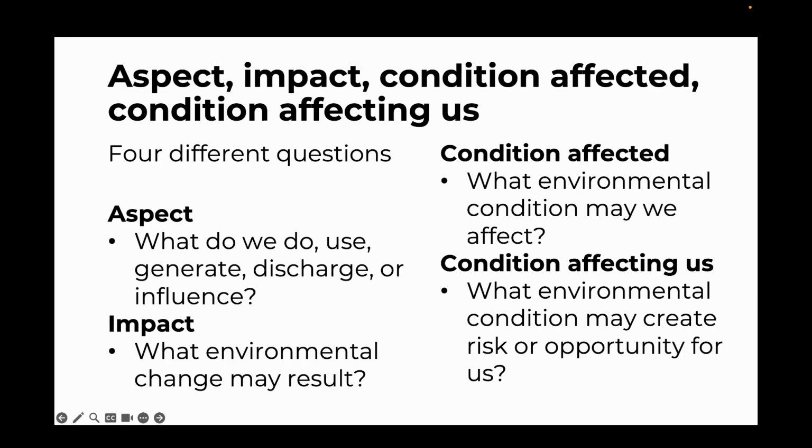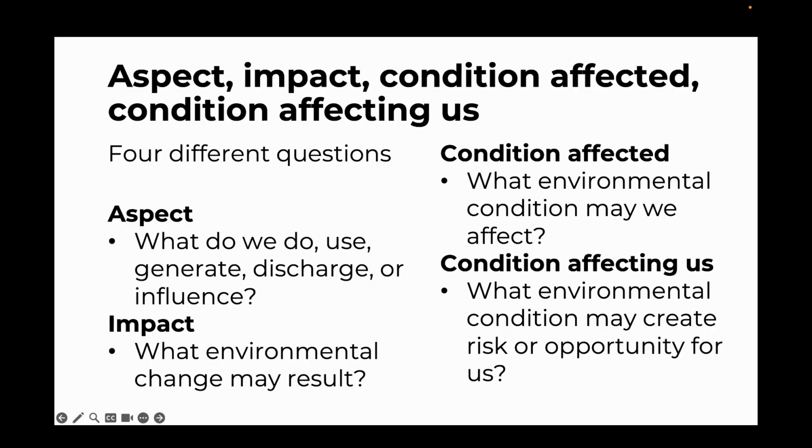Now, this is an important distinction. The aspect is the interaction. The impact is the possible environmental consequence. But in the revised way of thinking, we should also connect these to environmental conditions. So sometimes BlueRiver affects an environmental condition. For example, excessive water withdrawal may contribute to pressure on local water resources. Wastewater discharge may affect water quality. Contaminated storm water may affect a local stream or drainage system.